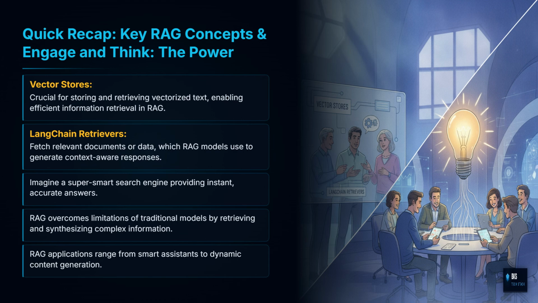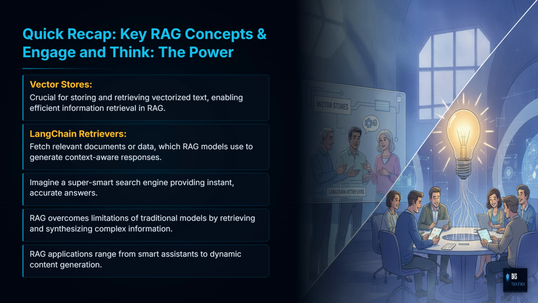Vector stores are vital. They store information in a way that's easy for AI to search through, which is essential for RAG. LangChain's retrievers help find the exact information needed. These pieces of information are then given to the RAG model to create accurate answers.